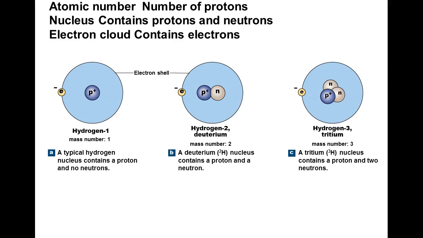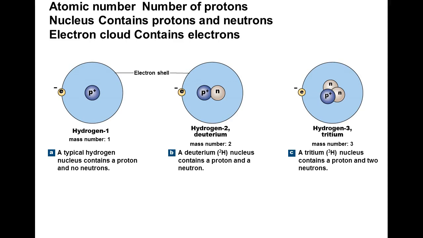With regard to this image, what they're doing here is defining what an isotope is. An isotope is going to have the same number of protons but different numbers of neutrons. And so the isotope will have, this is hydrogen, has 1 proton.